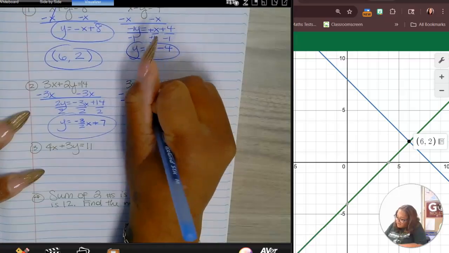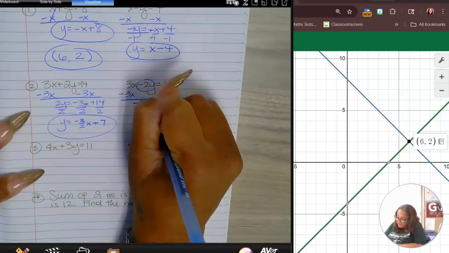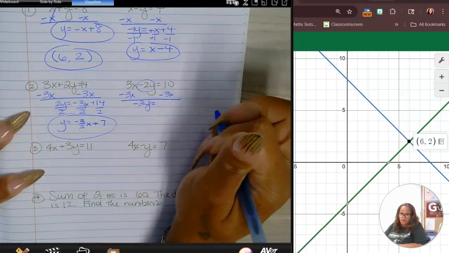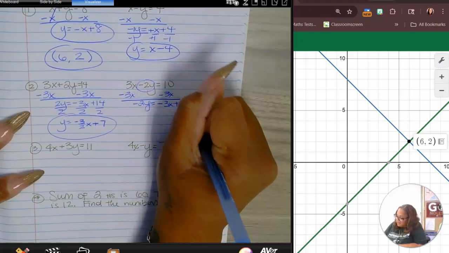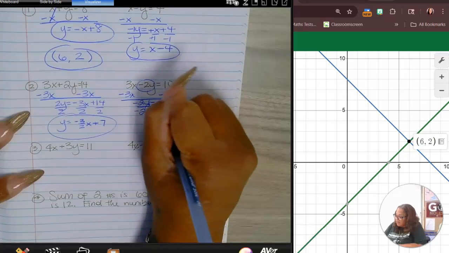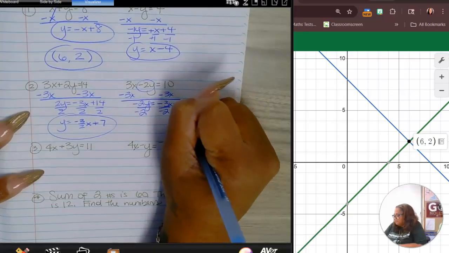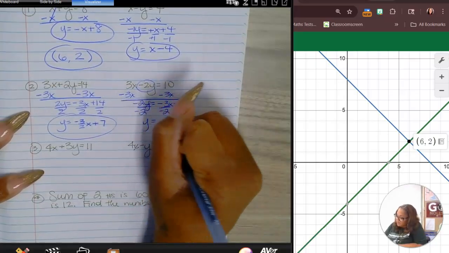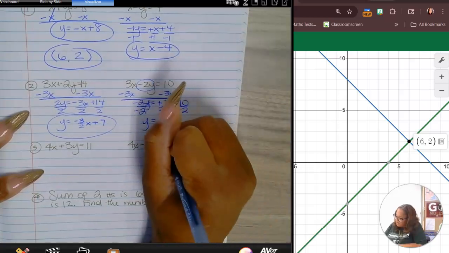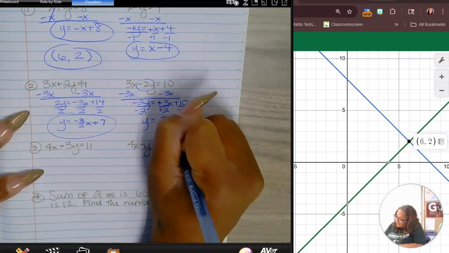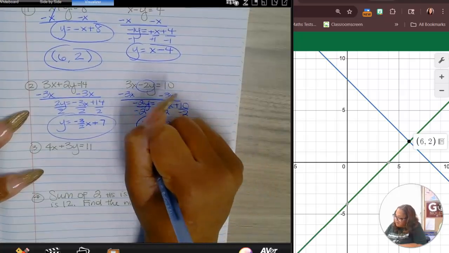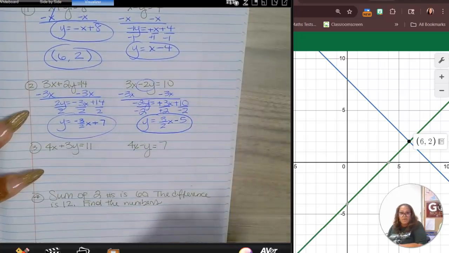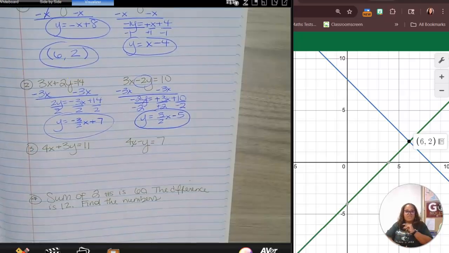Bring down your negative 2y. That negative has to come down or it's going to be all the way wrong. And negative 3x plus 10. Then divide everything over here by a negative 2. y equals, these negatives cancel out. 3 halves x. 10 divided by negative 2 is a negative 5. There's my other equation. Now I need to see where they intersect.